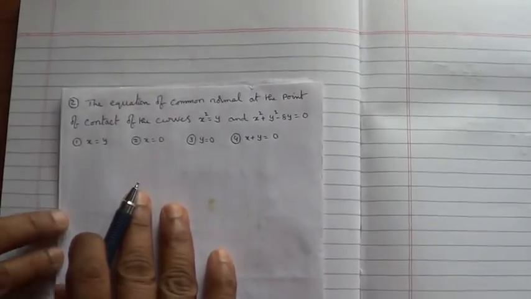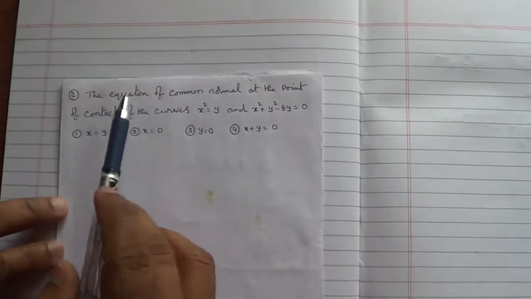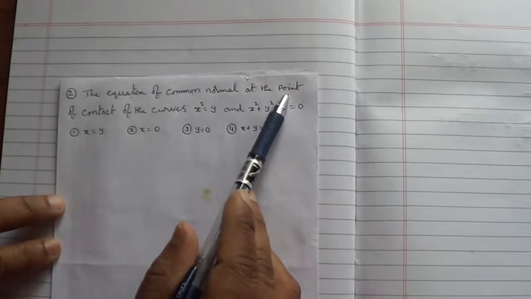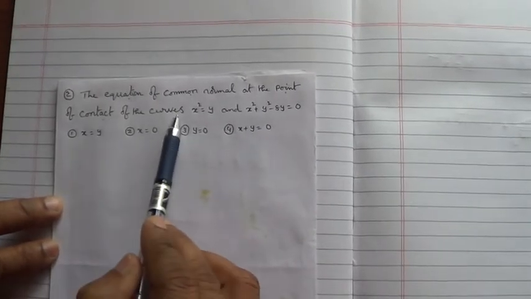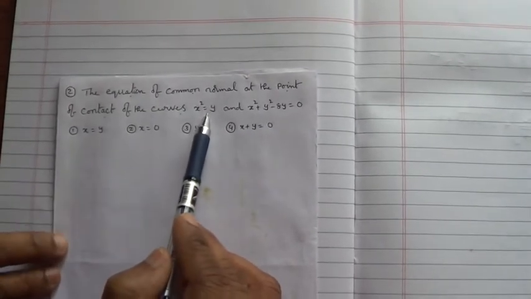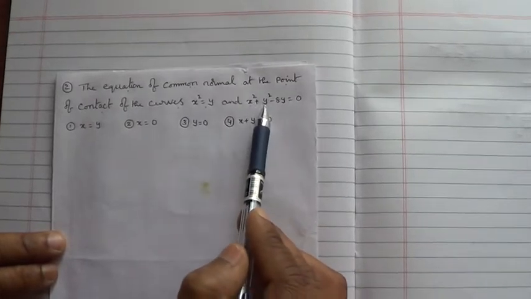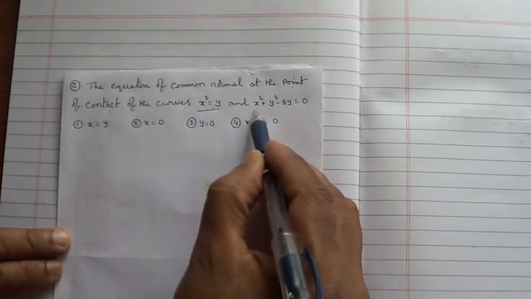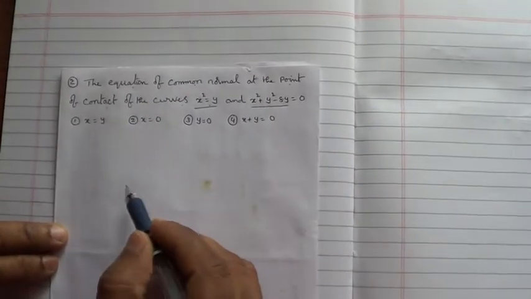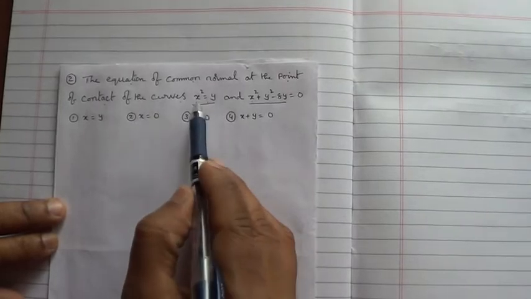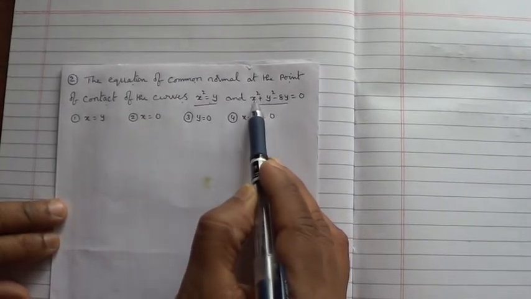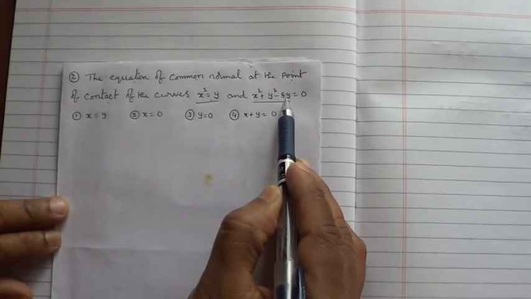So now we are discussing about the question number 2. Read question number 2. What is asking? The equation of common normal at the point of contact of the curves x square is equals to y and x square plus y square minus 8y is equal to 0. To these two curves, we have to find out the equation of common normal. Okay, he is asking to find the common normal to x square is equals to y, x square plus y square minus 8y is equal to 0.